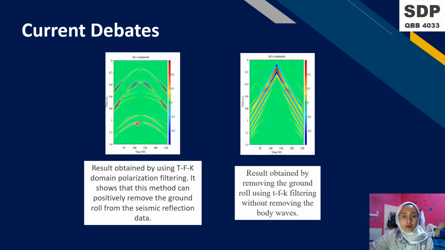Now, in the figure on the left side, when we apply the TFK domain polarization filtering, it shows that this method can positively remove the ground roll from the seismic reflection data. And in the figure on the right side, this is the removed noise profile, where the result shows that the ground roll is removed using the TFK filtering without removing the body phase. Therefore, this result sufficiently indicates that the TFK polarization method can suppress the ground roll effectively and guarantee the body phase does not drop out.